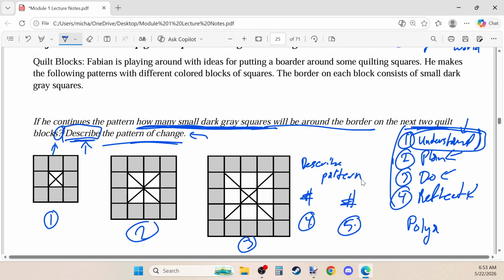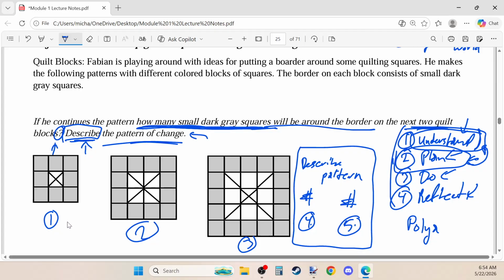And we have to figure out the pattern first, because there's no way for us to find how many are in 4 and in 5 without figuring out what the pattern is to get to 4 and 5. So we have to make a plan. Well, we may not have enough information for a plan right now. Maybe we have to go back to understanding. It might be useful for us to count how many blocks there are in the first 3, and then try and figure out if there are any patterns that we see in these first 3 blocks.